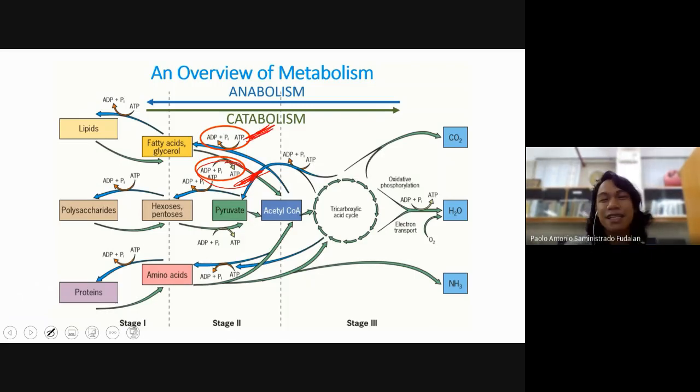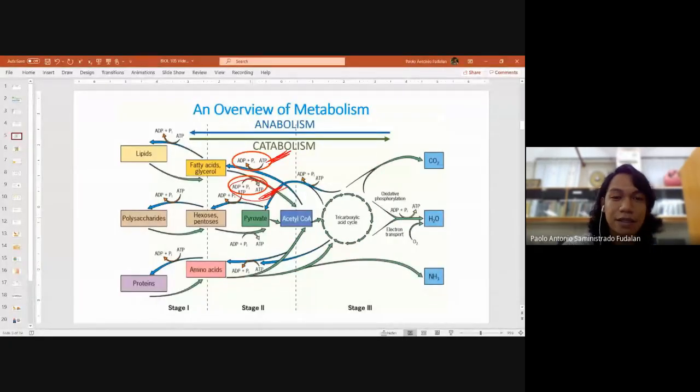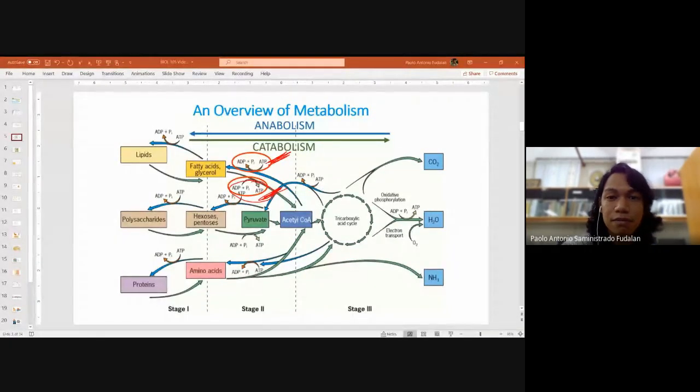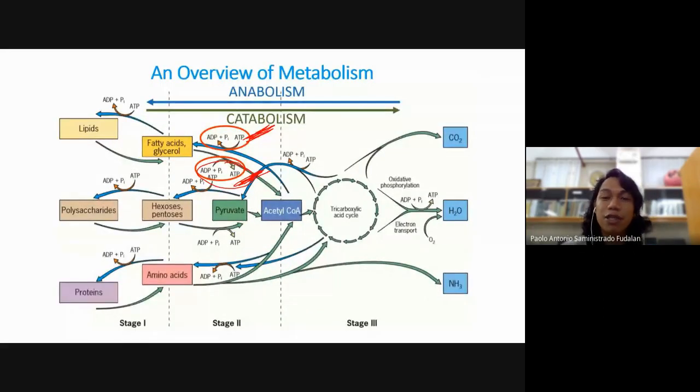All right. So are there any questions about anabolism and catabolism, or additional information, before we move on to the next topic? For those who just arrived, we were talking about anabolism and catabolism.